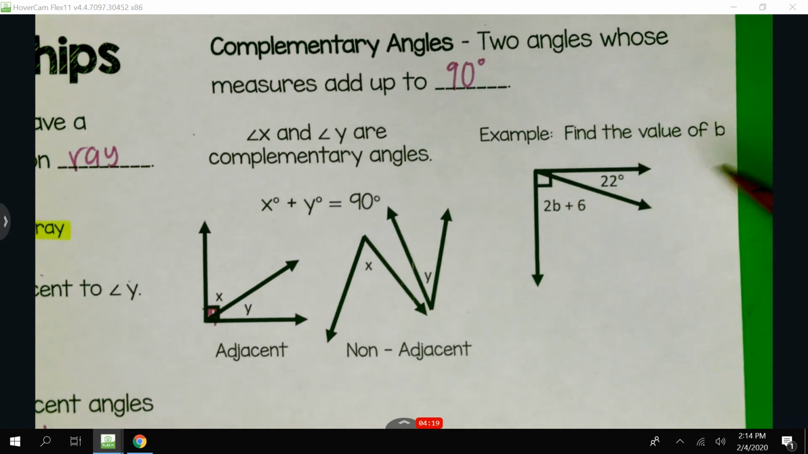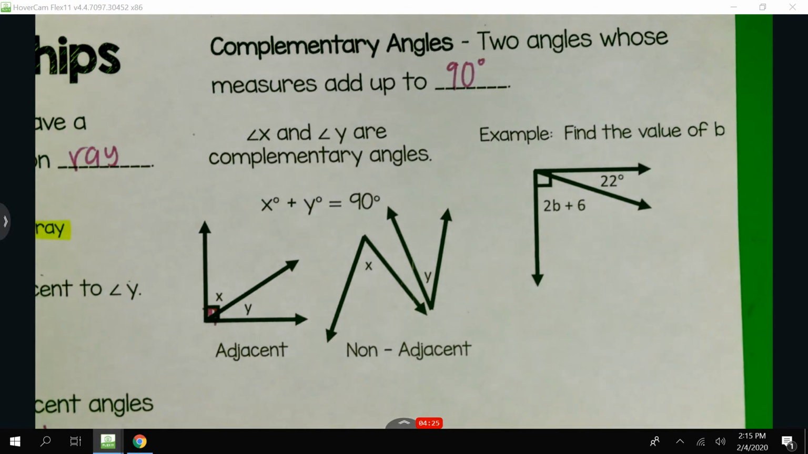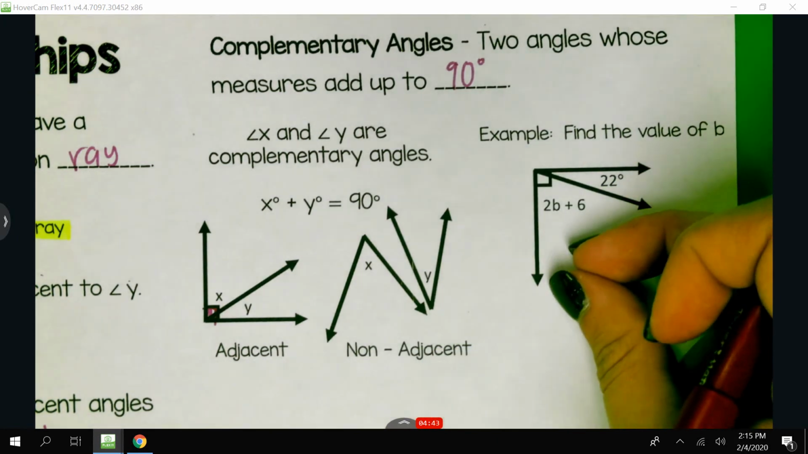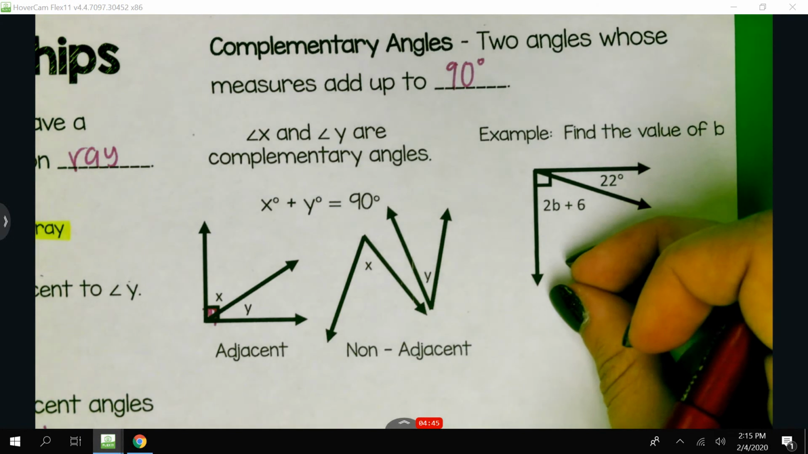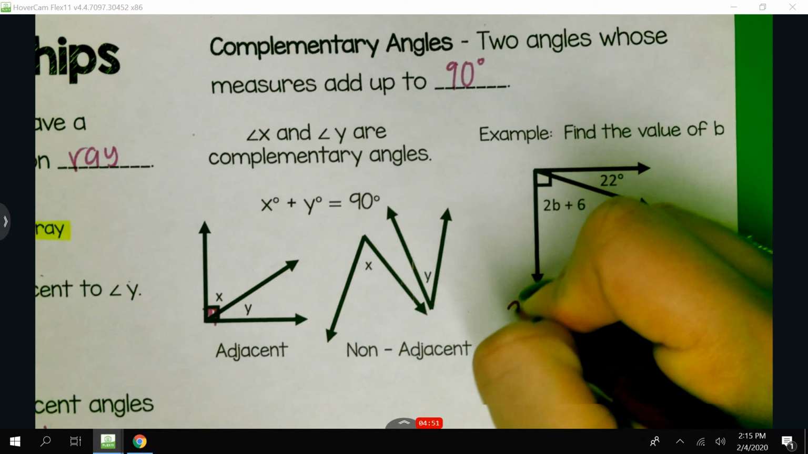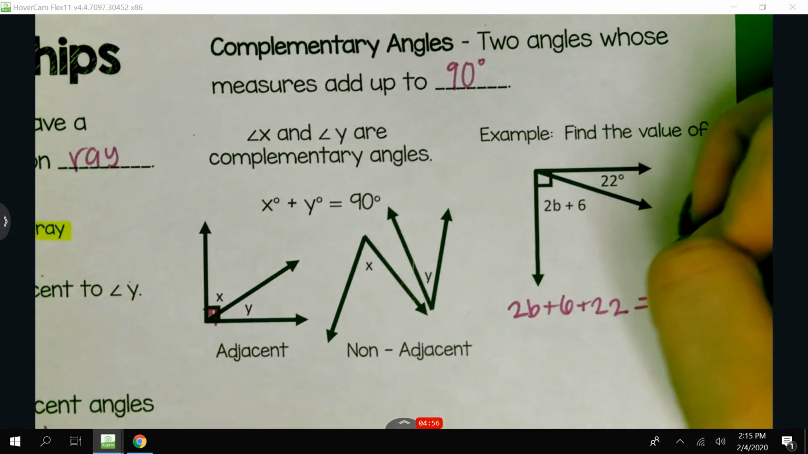Alright, find the value of B. So I've got 2B plus 6 and 22. So how could I solve for B? 2B plus 6 equals 22. No, not quite. Good try. Am I going to equal them to each other? No, because together they make 90. So you're going to add these two and set them equal to 90. Okay? Vertical angles you're going to set equal to each other. But these are complementary. We know that they equal 90. So it's going to be 2B plus 6 plus 22 equals 90.